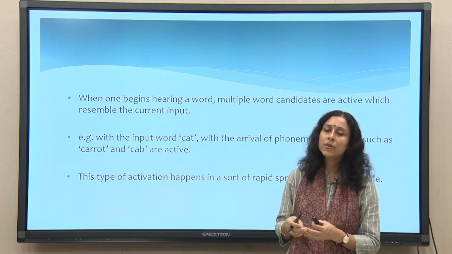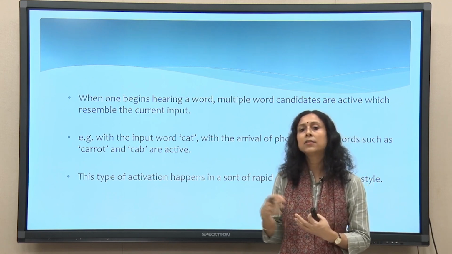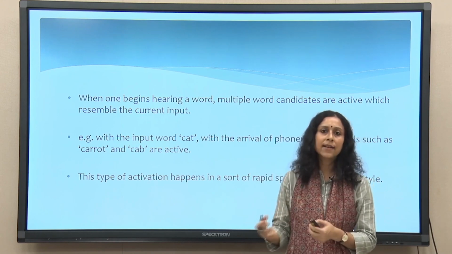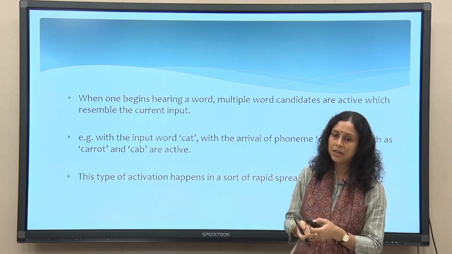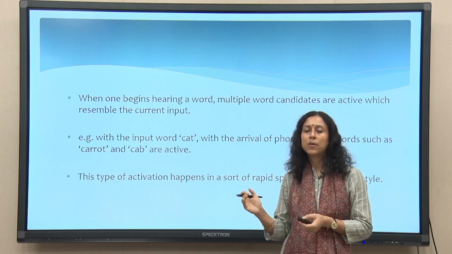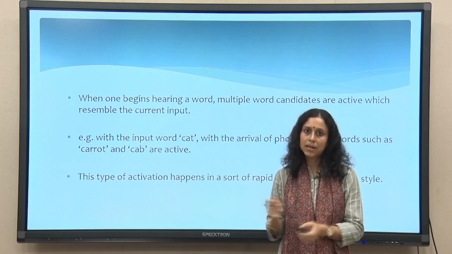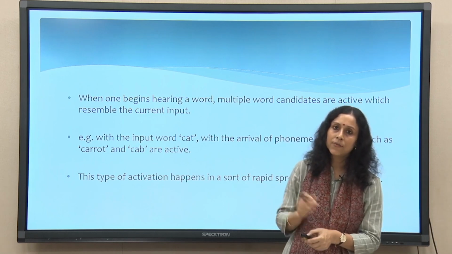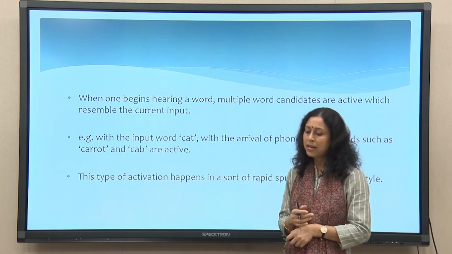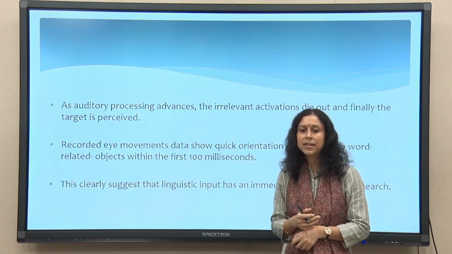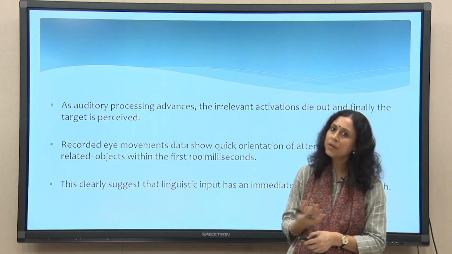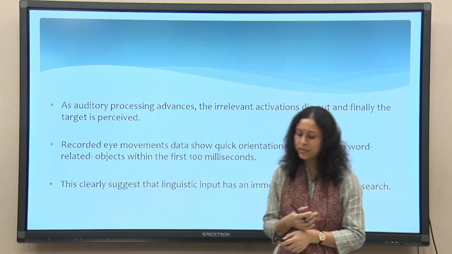This has been already proved. So, before we have heard the whole word cat, the moment we hear ca, then cab and carrot and many other things are also active in our brain. By the time we get to the last part of the word cat, we have gradually come back to only one and focused on the word cat. This kind of activation happens in terms of a rapid spreading activation, and this not only takes into account the sound aspect of it, but also many other aspects as we will see.